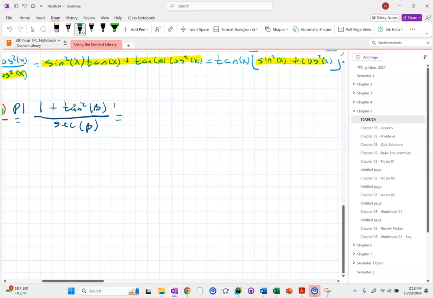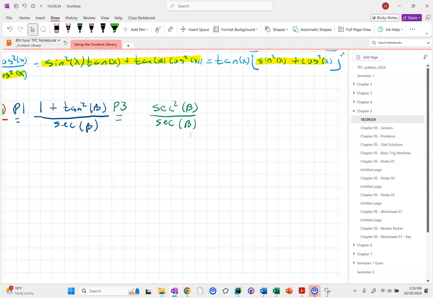P3? If I look at the top, 1 plus tangent squared, what does that say it's equal to? Secant squared. So I'm going to trade out the numerator for secant squared. So those cancel out. And Bella, what do we do? The bottom row is 1 plus tangent squared, so secant squared. Great.